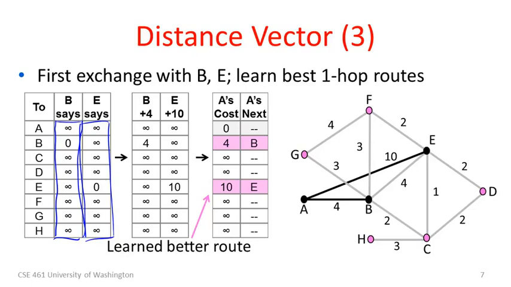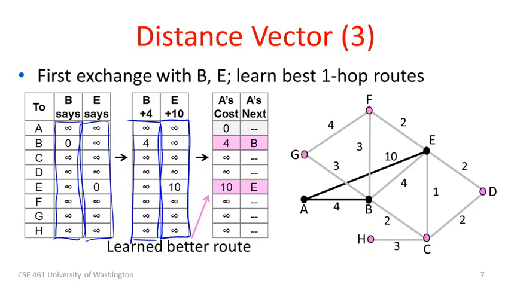Let's adjust these costs so we could reach B. Well, the vector from B came over a link with cost 4. So this really means that A could reach B over the link AB at cost 4. We add the 4 to everything here. And similarly, A can reach E over a link with cost 10, so we add 10 to everything in E's vector, and we get these two vectors. Here's the one for B, here's the one for E. Okay, and that's our input vectors from all of our neighbors.